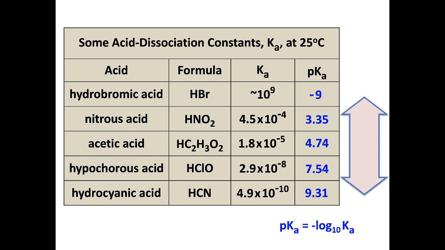And note that a large Ka corresponds to a more negative, if you will, pKa, or a smaller pKa, if you want to look at it that way on the number line, and a very small Ka corresponds to a larger pKa. Stronger acids are at the top of the table if it's organized this way, and weaker acids are at the bottom.